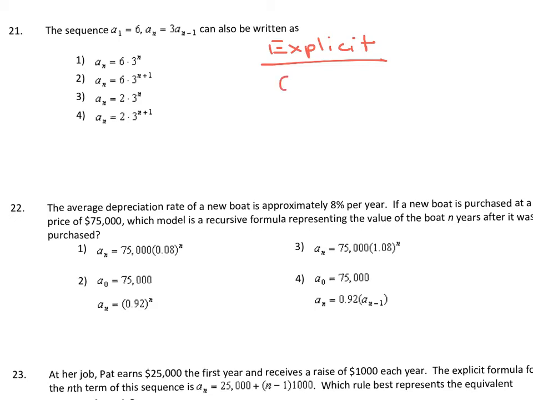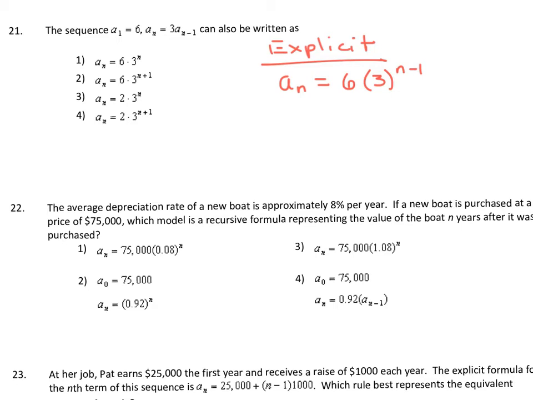it would be a sub n is equal to the first term, which we could see right here, is 6, times r, which here this is saying multiply the previous term by 3, so this is telling us the r, what we're multiplying by to get from one term to the next, is 3. And within the formula, that's raised to the n minus 1 power. Now again, just like in number 20, none of these say n minus 1. So we want to see which of these is equivalent to this.